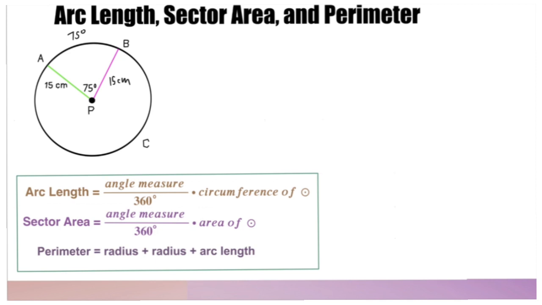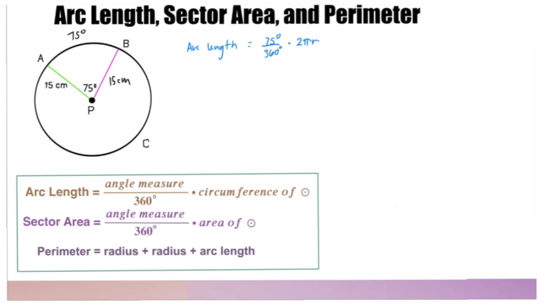So to get the arc length of this example, all we have to do is use the formula: angle measure divided by 360 degrees times the circumference of a circle. So let's start first with our arc length. For arc length, again, the angle measure here is 75 degrees divided by 360 degrees times the circumference of the circle. The circumference of the circle is 2 pi r. Now, what I will do in this discussion is put the answers in terms of pi. I'll explain that further in the final answer.